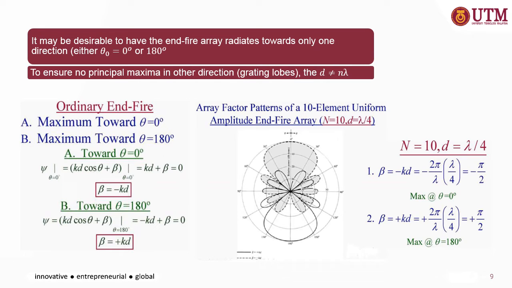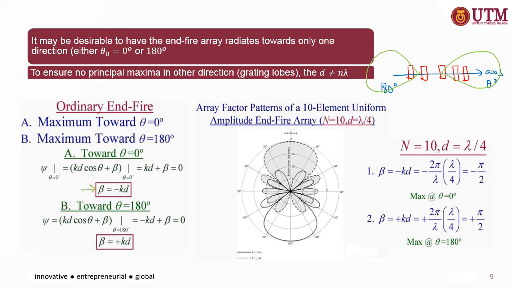Okay, so for the end fire antenna, the desirable maximum direction is either at theta equals 0 degrees along the axis or at 180 degrees, right? For example, if this is the axis, 0 degrees, and here is 180 degrees, the antenna is oriented something like this. So the maximum radiation is either in this direction or in this direction. To control which direction, whether at 0 or 180 degrees, we need to control the beta.